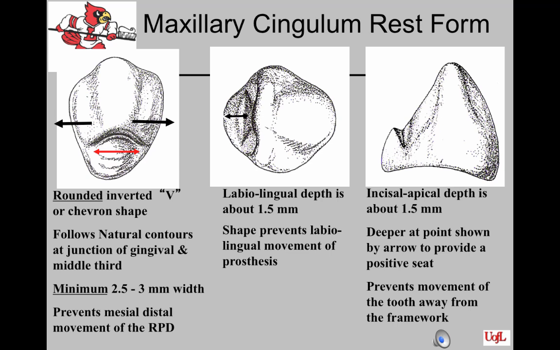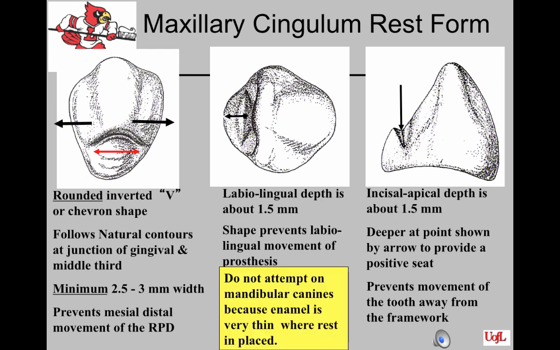The third point is the incisal apical depth, which is about 1.5 millimeters. It's deeper at the point shown by the arrow, so that it provides a positive seat that if you tried to hang a coat hanger on there, it would not slip off. It prevents the tooth from moving away from the framework as pressures are exerted on that lingual rest. You do not want to attempt the mandibular canine preparation of this particular rest because the enamel is very thin where the rest would normally be placed.